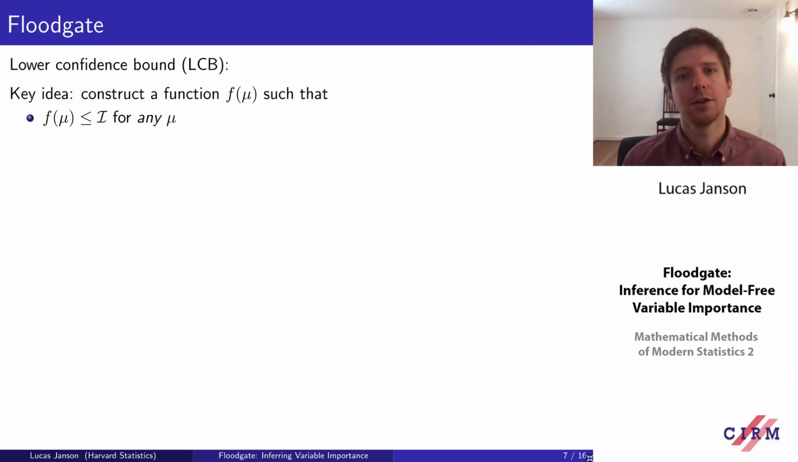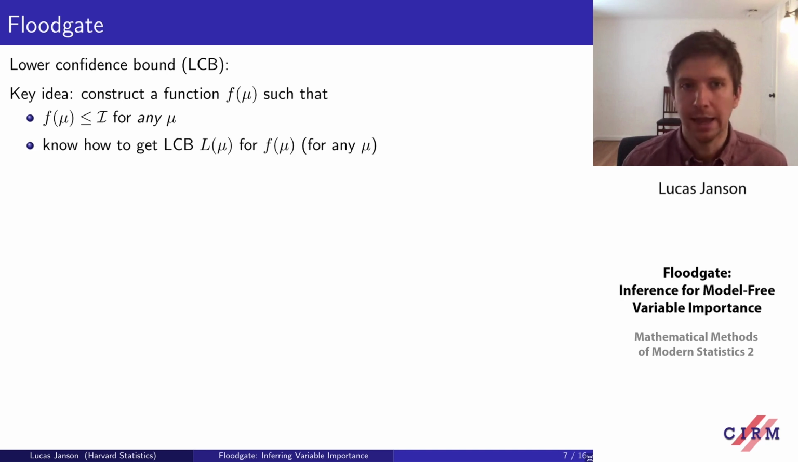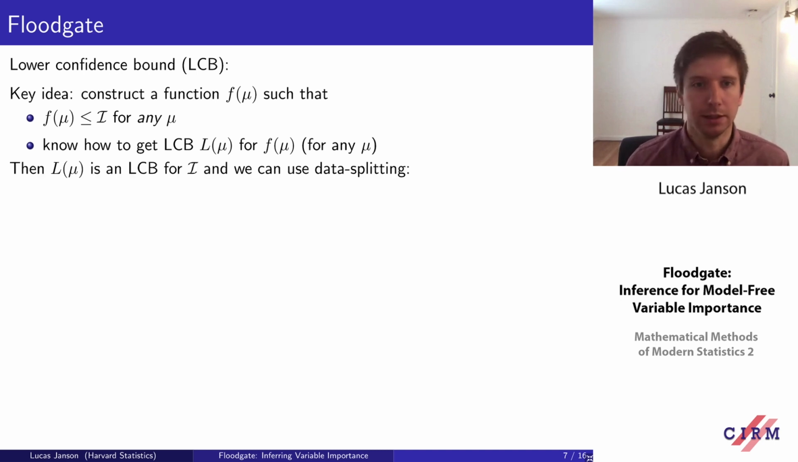So if we can construct a function f such that f of mu is less than or equal to I for any mu, and that f of mu is somehow easier to do estimation and inference for, and in particular that we can get a lower confidence bound for f of mu for any mu, then we're going to be in really good shape. Because if L of mu is a lower confidence bound for f of mu, and f of mu is a deterministic lower bound for I, then L of mu is immediately a lower confidence bound for I.